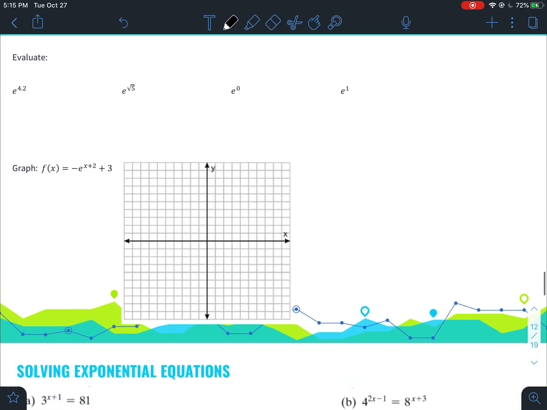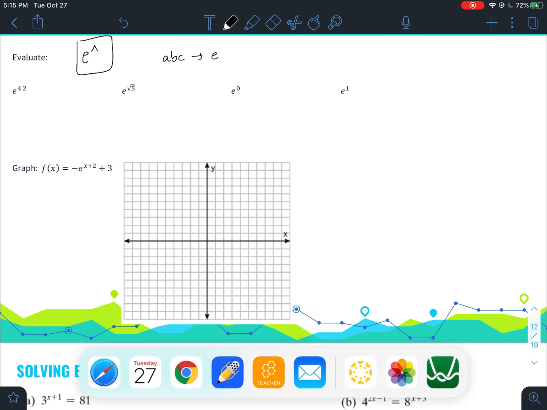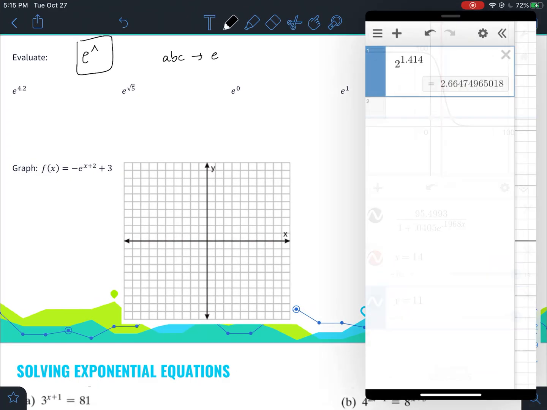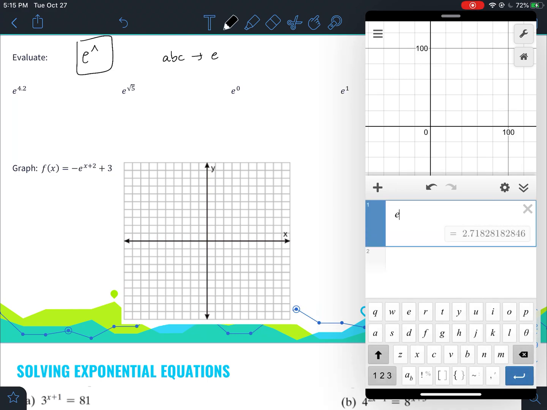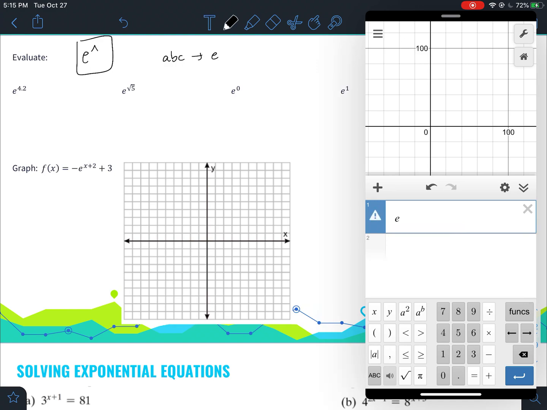So we can use e as a base. So on Desmos or on your calculator, you have an e button. So typically on a calculator, it looks like e^x. And on Desmos, you'd have to use the ABC and then use e. So if we wanted to evaluate these, we could. So we would just go to ABC and we could do e. And then we can go back and then we could do e to the 4.2.